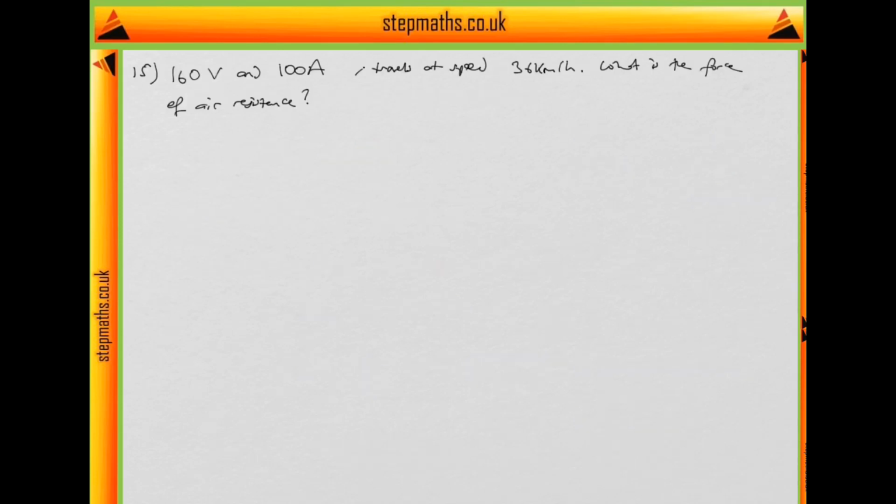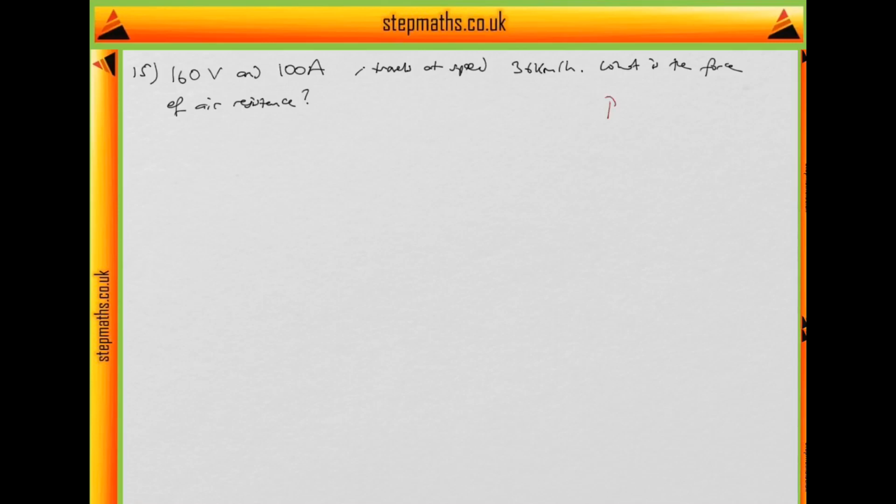So question 15, we're told that a car battery delivers 160 volts at 100 amps, and the car is travelling at a speed of 36 kilometers per hour. And we're told the engine's 100% efficient. And we're asked, what is the force of air resistance? Well, this could be quite surprising. How do these quantities relate? Well, let's start by writing down what we know.